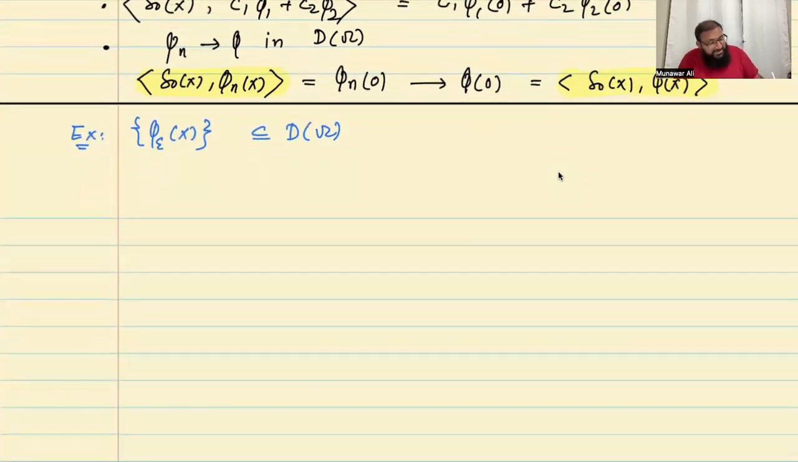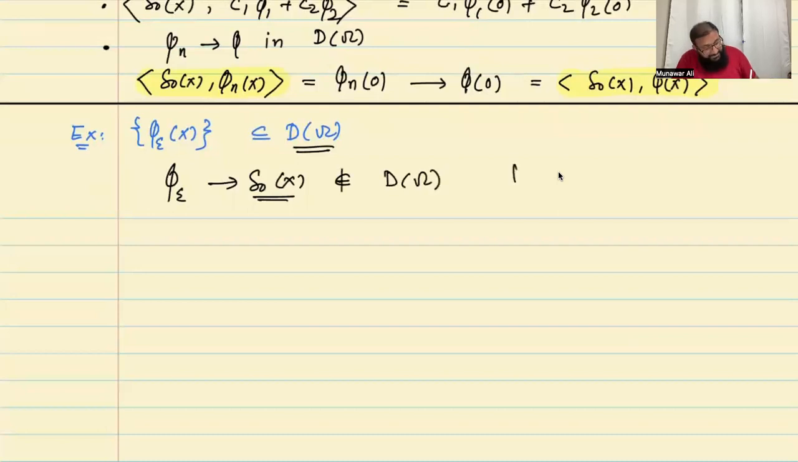We can prove one thing that might be part of your homework, that these phi epsilon converge to delta naught of x. Now I have taken something from the space of test functions, you know very well, D(Ω), but their limit does not belong to D(Ω), but it belongs to D'(Ω). Delta naught belongs to D'(Ω). We know that. Okay, and why is that so?